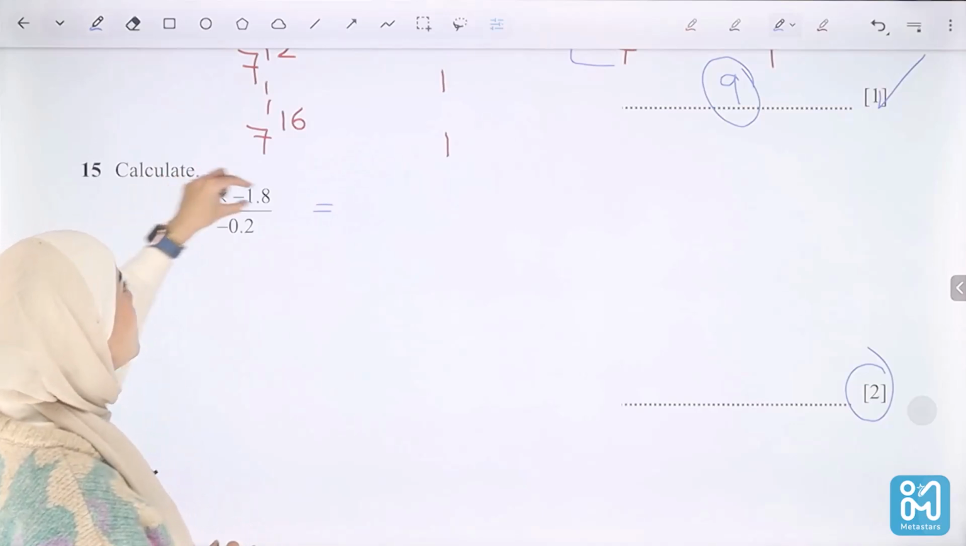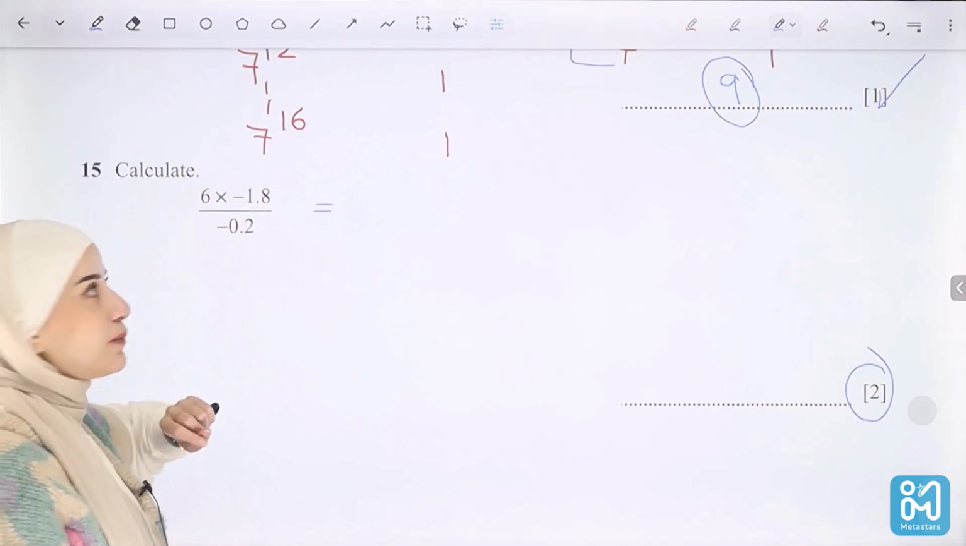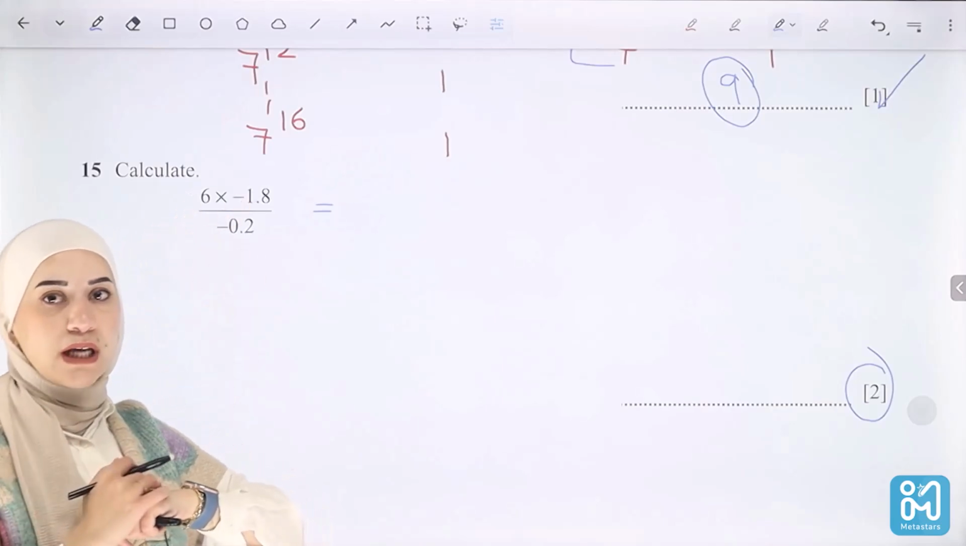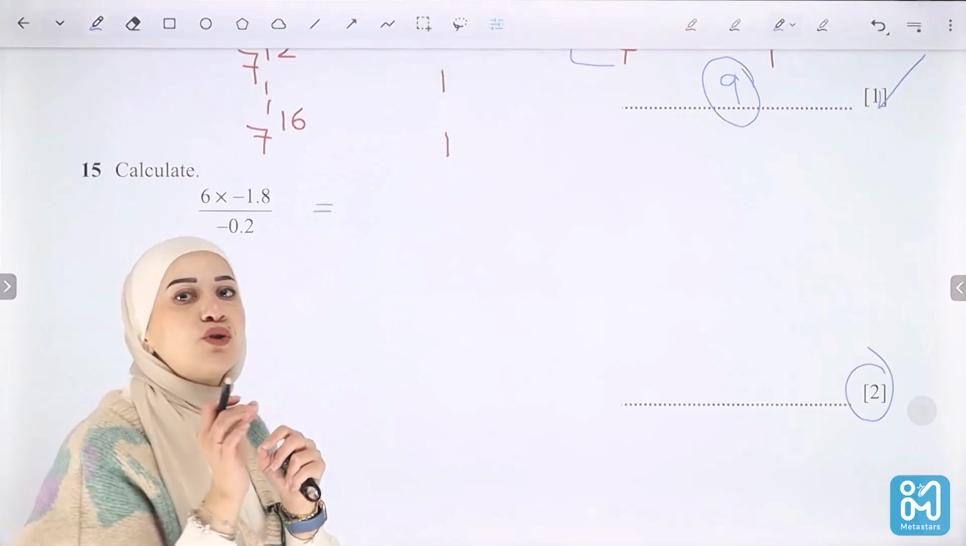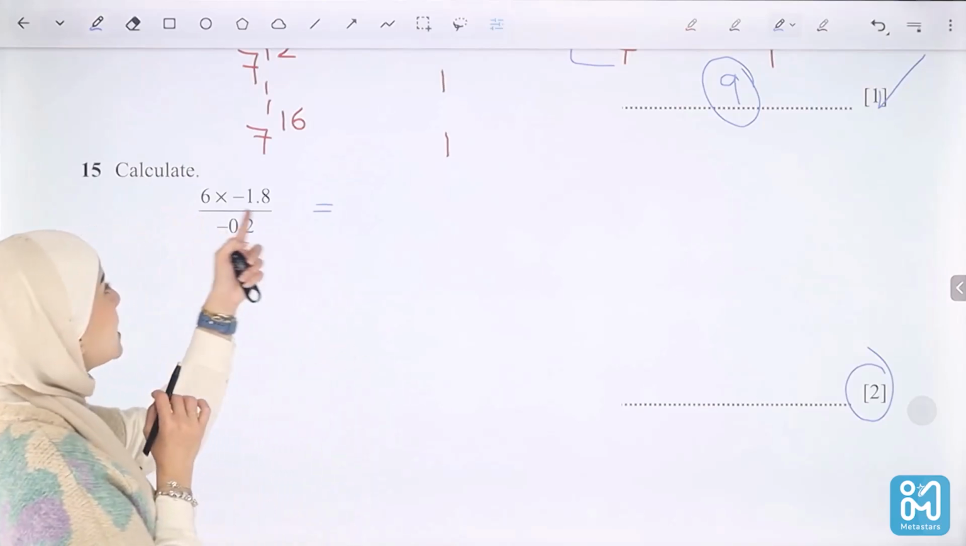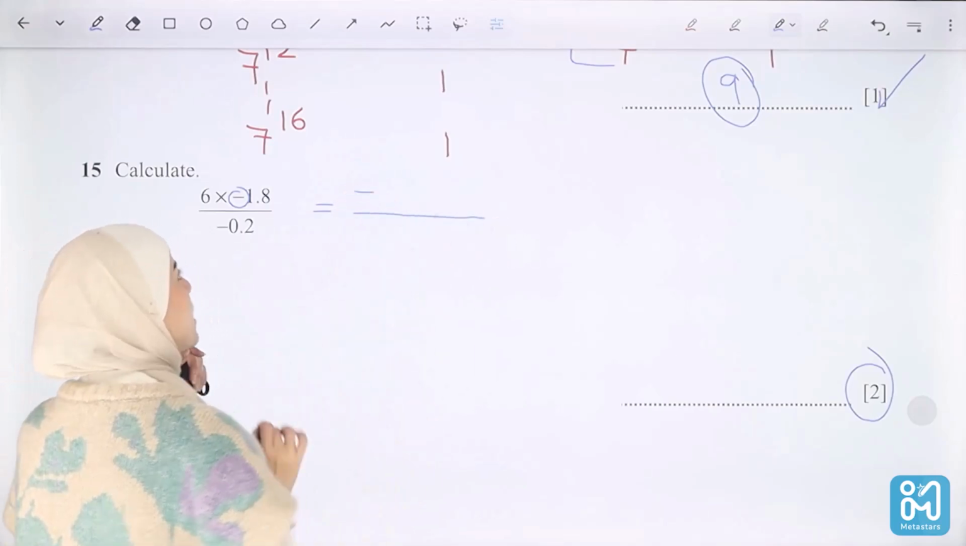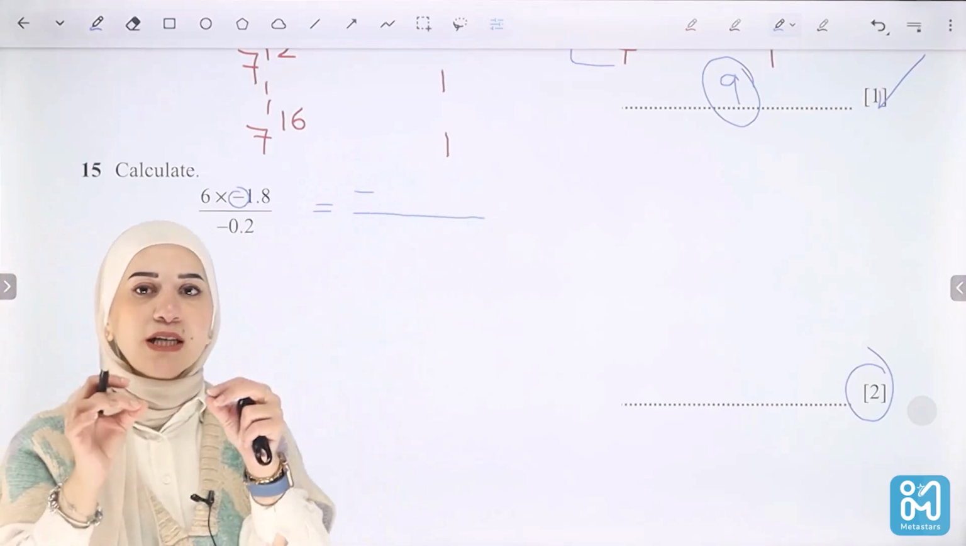Definitely I'm going to work with the numerator, then with the denominator. I have to multiply 6 times negative 1.8. We don't have a calculator, so you have to do it manually. So 6 times negative 1.8: definitely the answer in the numerator will be negative. I'm doing it step by step for you.